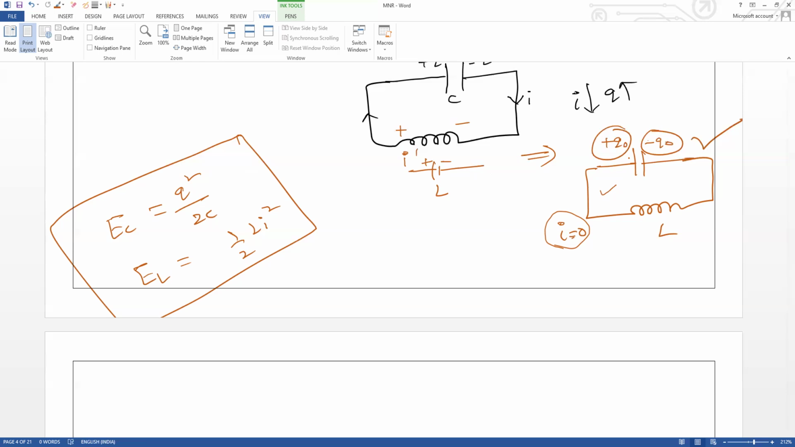In reality it does not exist, but in the ideal case we are imagining these LC circuits. The energy in the capacitor is Q square by 2C, and the energy in the inductor is half L I square. The derivations, as well as how this energy changes, we'll discuss in the evening class.